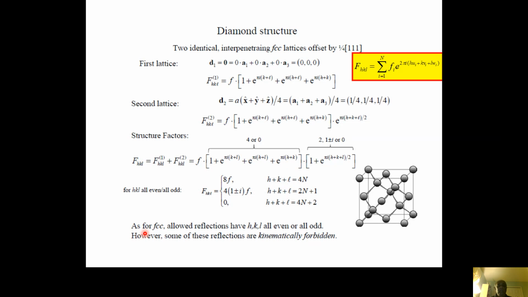So you can see for FCC, we knew all the reflections come when HKL are all even or all odd, but when you have this diamond structure, there are some reflections like this one, where H plus K plus L is 4n plus 2. So there are some forbidden or unallowed reflections.